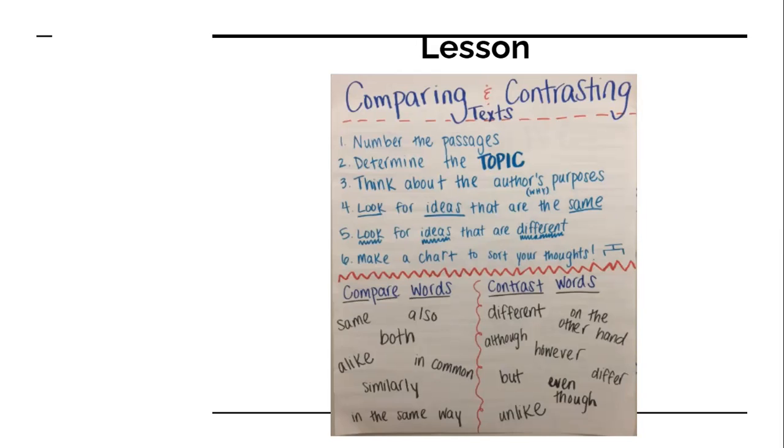And then use some kind of chart to sort your thoughts, which we'll be using a chart for sorting our similarities and differences. Some comparing words might be same, also, both, alike, in common, similarly, in the same way. Contrasting words are different, on the other hand, although, however, differ, even though, but, and unlike.